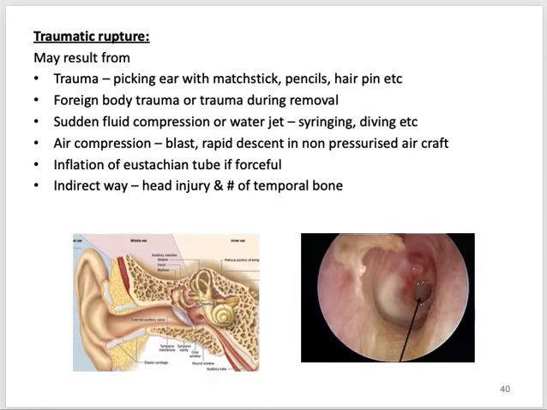Rupture of the tympanic membrane is also a common thing. Traumatic rupture can occur due to trauma, foreign bodies, air pressure changes, like if you slap someone, or sometimes due to a forceful Valsalva maneuver, when you close your nose and mouth and try to blow or create pressure inside. Sometimes it is related to fracture of the temporal bone.